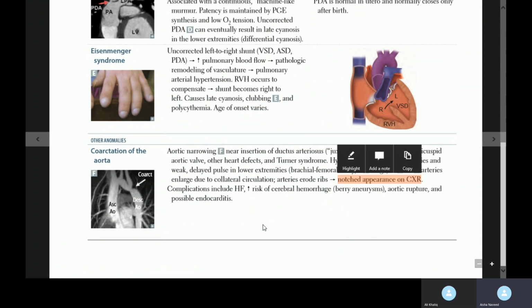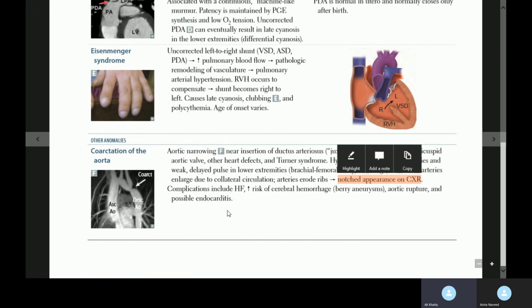So now the kidneys, thinking they're not getting enough blood supply, are going to create their own. This is a very bad cycle. There can be cerebral hemorrhage because of rupture of the aneurysm, aortic rupture, heart failure, everything. So this was all about the coarctation of aorta.